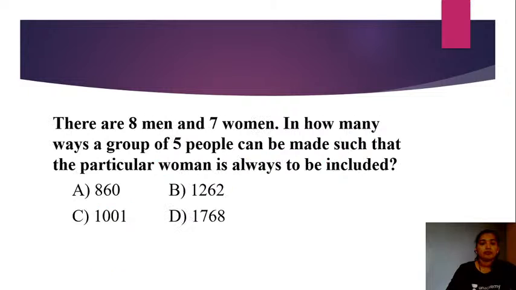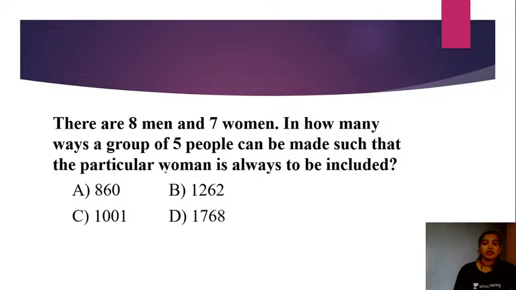Right, then let me give you all the next question. So here we have the next question, students. There are 8 men and 7 women. In how many ways can a group of 5 people be made such that a particular woman is always included? Okay, so you have 8 men and 7 women. So this is a group of 15 people. Out of these 15 people, you need to select 5.